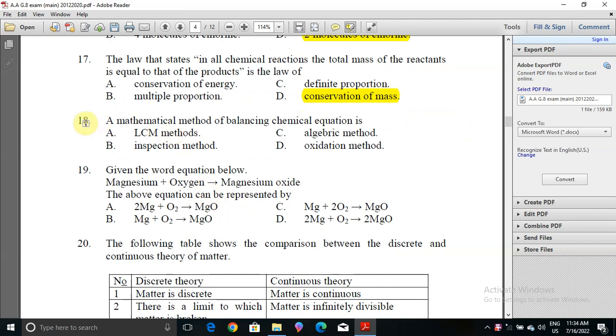Okay, now question number 18. A mathematical method of balancing chemical equations is what? LCM method, inspection method, algebraic method, or oxidation method? The correct answer will be the LCM method. Why? Because it says mathematical method.